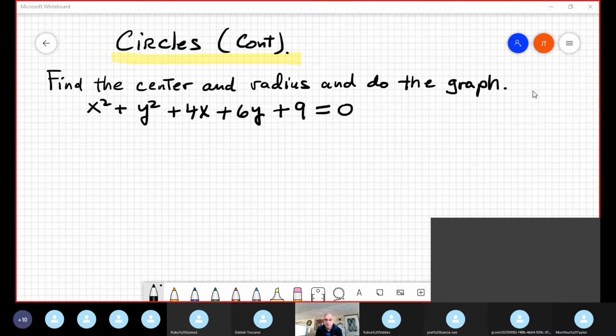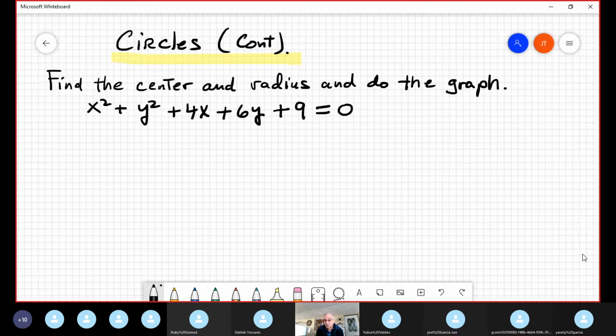Okay. Let's do one more example of the circle. Remember, this is a typical example in the test. The test gives the equation of the circle, but in non-standard form. Normally, non-standard is called general. It doesn't matter, it's not important. It's just a name.